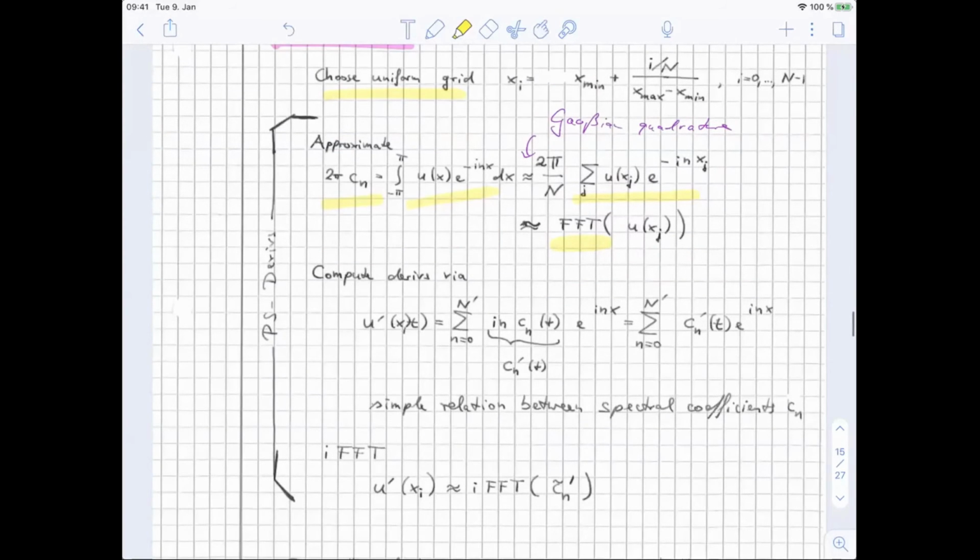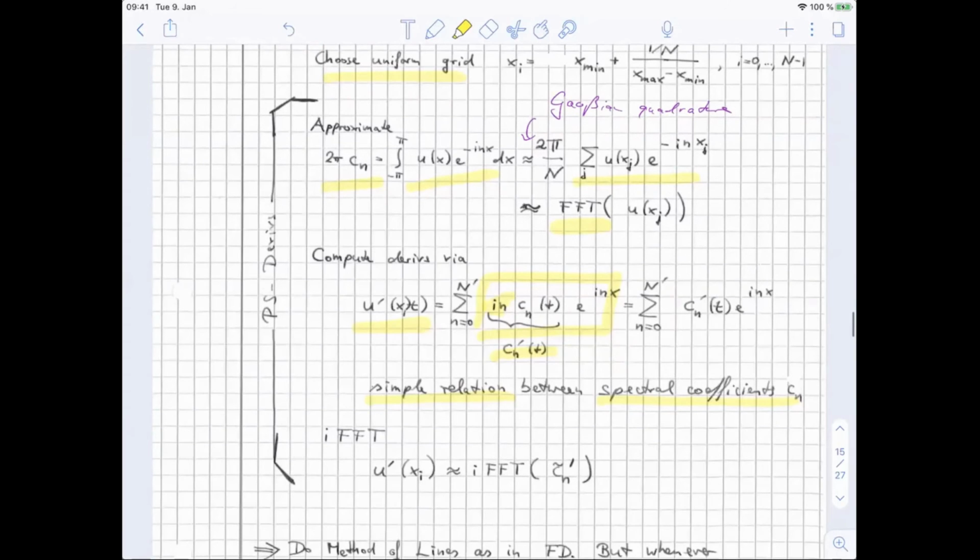Once you have the coefficients, you can compute the derivative, well, by taking the derivative of your series. E to the inx, d by dx gives you an extra in. And so the series has the same form as before, with new coefficients Cn prime. And the Cn prime have a simple relation to the original spectral coefficients. And then you do the inverse Fourier transform, and you get the derivative of u at the grid points.